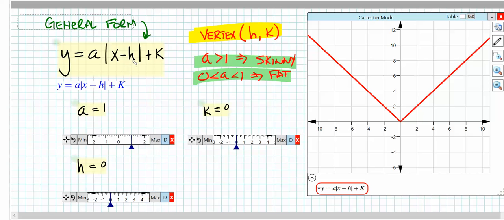Now let's move this h value. Okay, right now h is set to 0. Look what happens to the graph when I move it to the right.